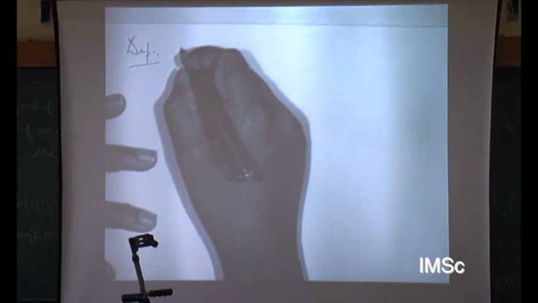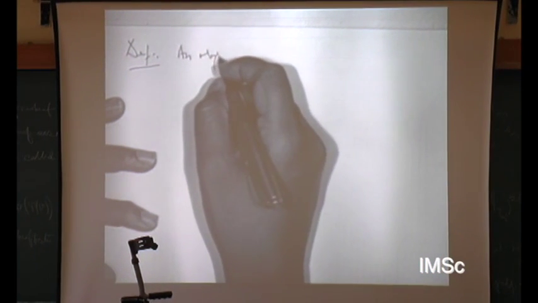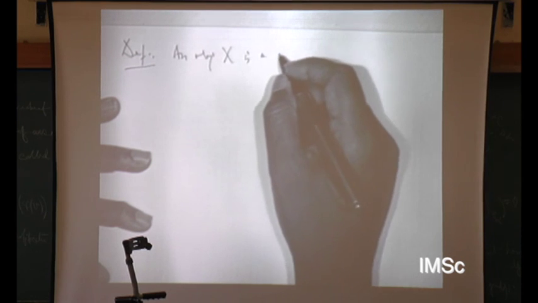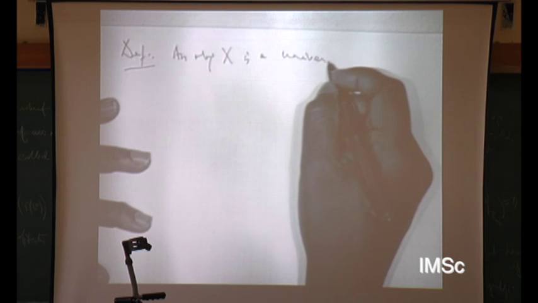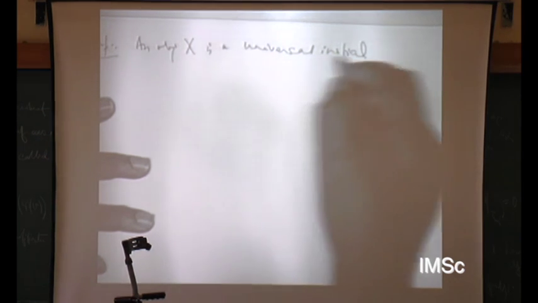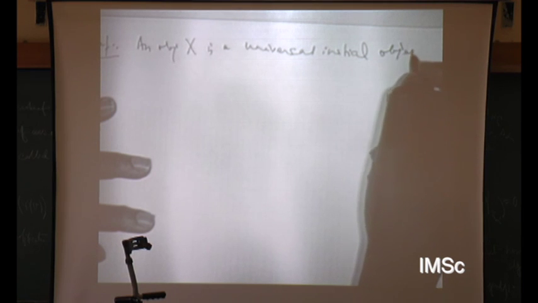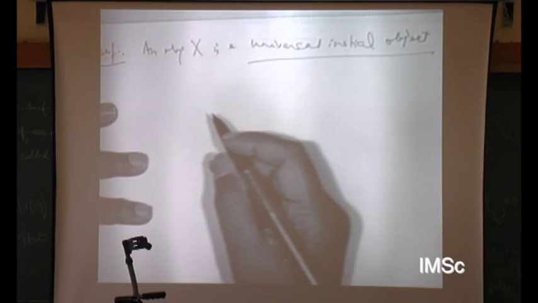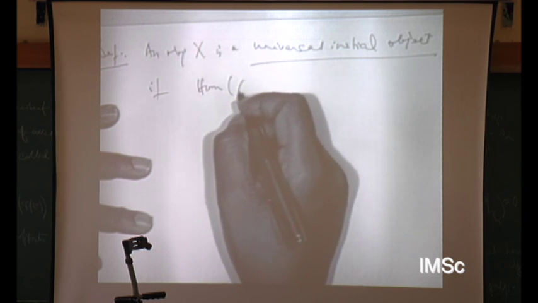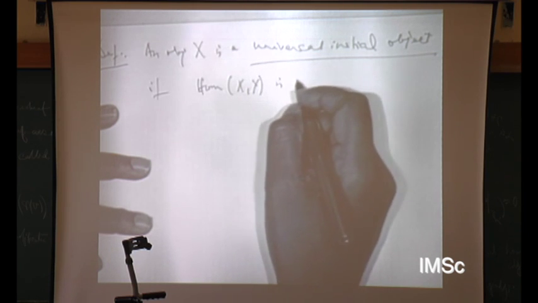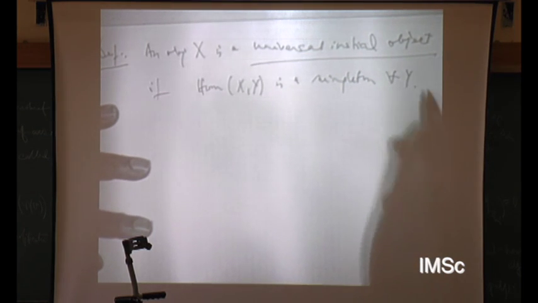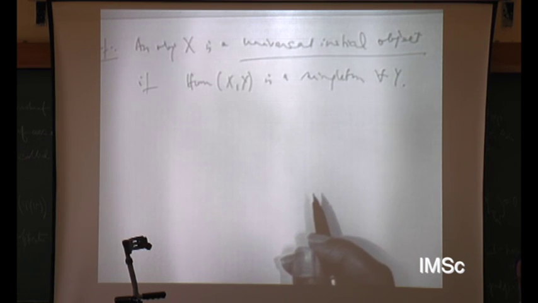I will say that an object X is a universal initial object if Hom(X, Y) is a singleton for all objects Y. For any Y, there is only one morphism from X to that.